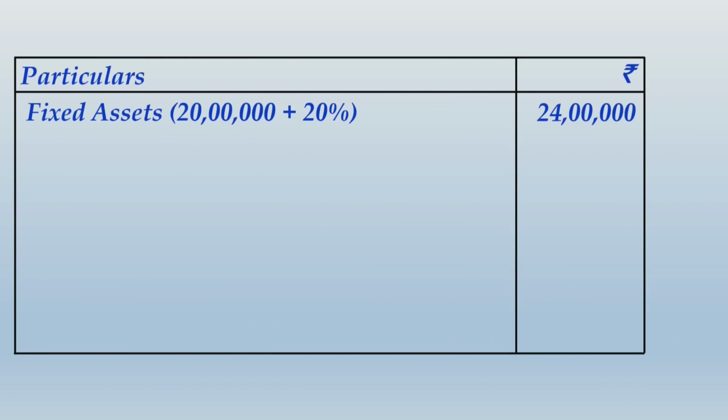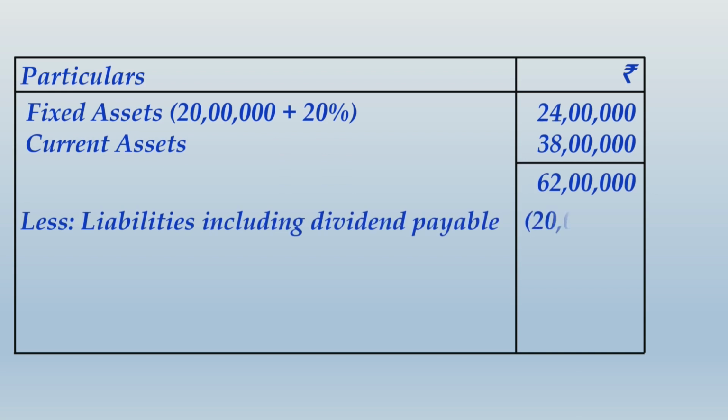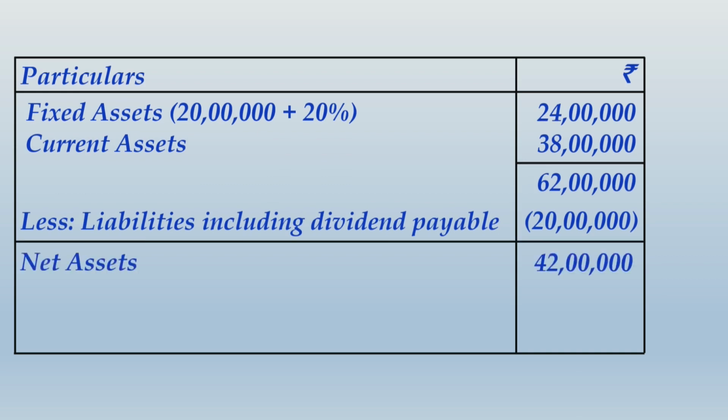We are required to arrive at the intrinsic value of each equity share, and that begins with the realizable value or the proper value of fixed assets being 20% more than their existing book values, current assets taken as it is, and the total value of assets come to 62 lakhs. Liabilities including the dividend payable is 20 lakhs. Net assets over and above the liabilities, which includes dividend payable, is 42 lakhs.